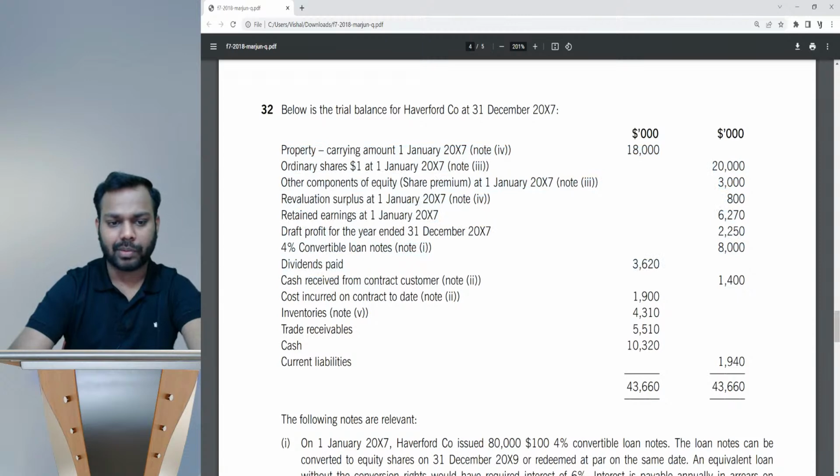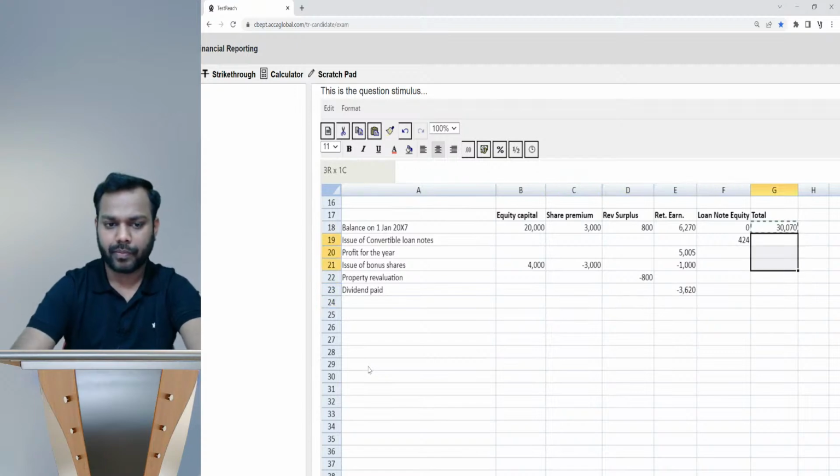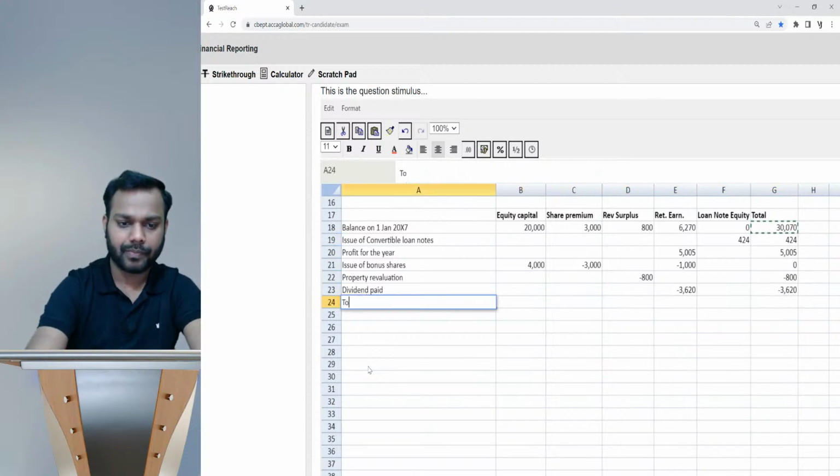Cash received from customer and cost incurred on contract to date, we have already considered in the profit, right? Inventory, trade receivables, current liabilities, no adjustment required here in SOCIE, right? So what is the total? This is the total, right? Now what is the total here? Total is the sum.